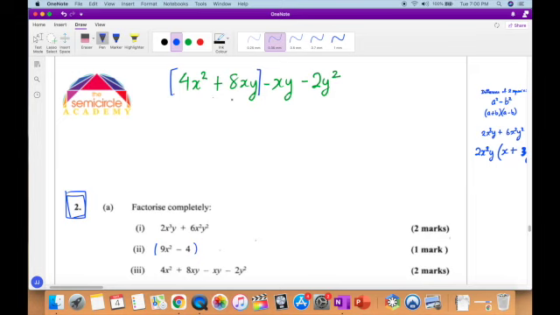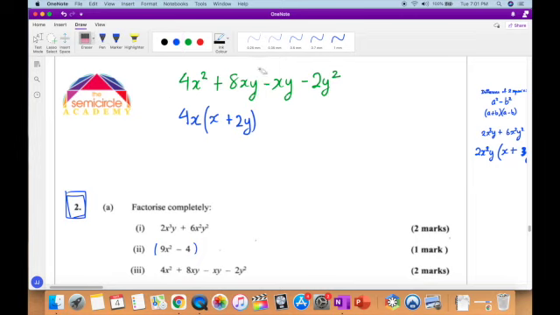I could bring 4x outside, and inside I'm going to have x. 4x times x is 4x squared, plus 2y. So x plus 2y. You all agree with this one?